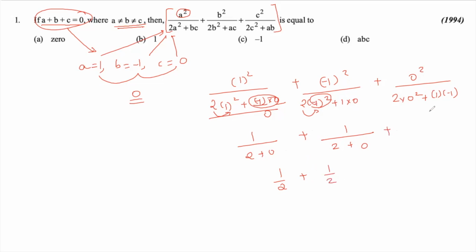Plus the last term would be 0 square in the numerator. It is 0 only. Upon 2 into 0 square is 0, plus 1 into -1 is -1. So the last term is 0 upon 0 plus -1, which is -1 only. So the last term is actually 0 upon -1. 0 upon any non-zero number is always 0. So my final answer is half plus half, or 1. And that is very clearly your B option, right? Pretty straightforward question. That's how you solve it.